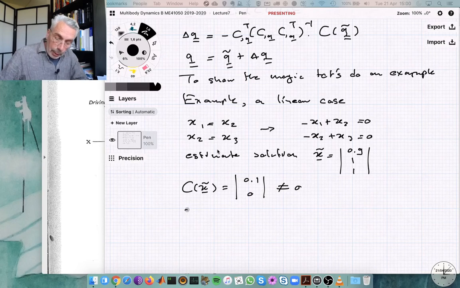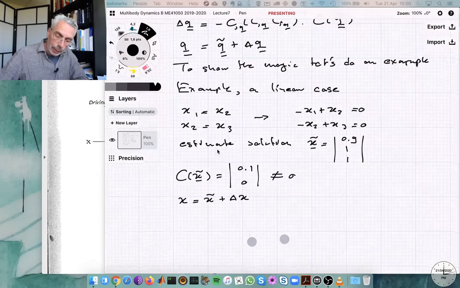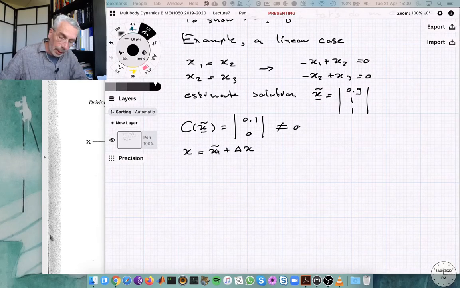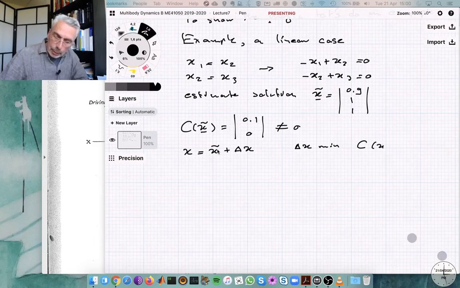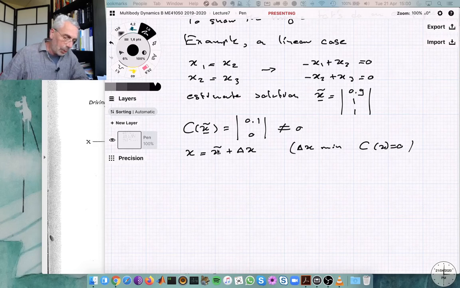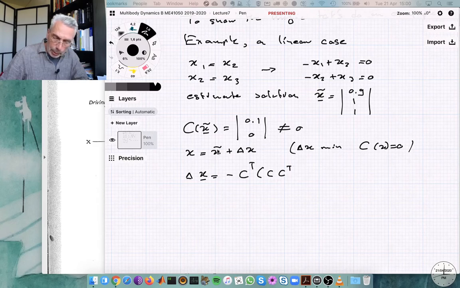So then we write our new position is our approximate one plus our delta x, right? Like in the derivation. And then we say we want to minimize delta x, with the constraint of C times delta x plus the error being 0. That's the thing we're going to solve. And we saw in our derivation that the step we have to take, delta x, is minus C transpose times (C C transpose) to the power minus 1 times the error, which we should make.